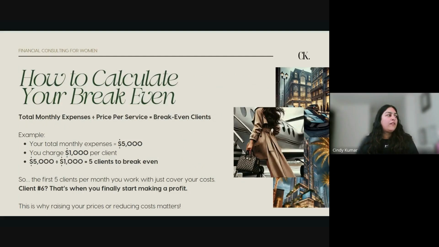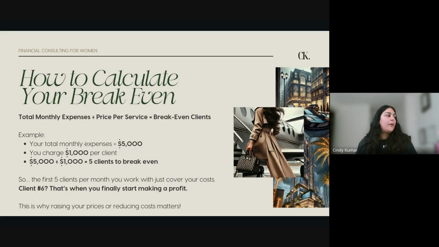Another thing I wanted to go over is calculating your break even. Break even is really understanding how much you need to sell in order to cover your costs. Here's an example. Let's say your monthly expenses are about $5,000, and let's say you charge $1,000 per client. You're going to take your total expenses of $5,000 divided by the $1,000. So you would need 5 clients to break even and just cover your costs. So you're not profitable at the first 5 clients. It's when you hit client number 6 that you finally start making money.